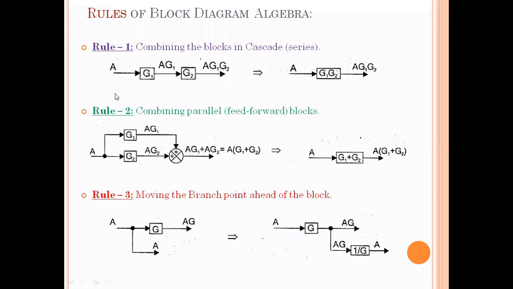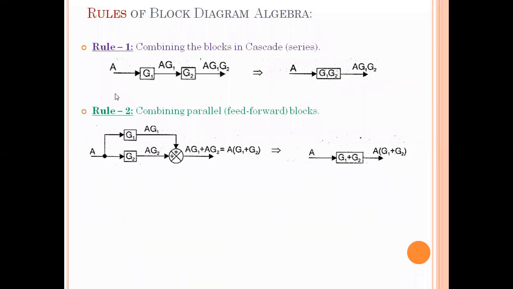Next, rule number 2, that is combining the parallel blocks. You can see here, G1 and G2 are the blocks. These are connected in parallel, which is also called a feed forward. See, feed forward and feedback are opposite terms.